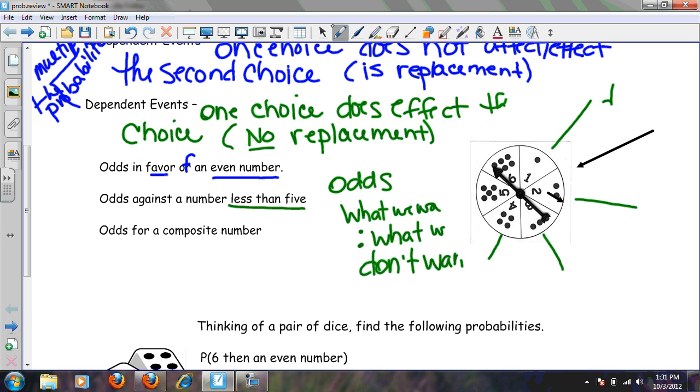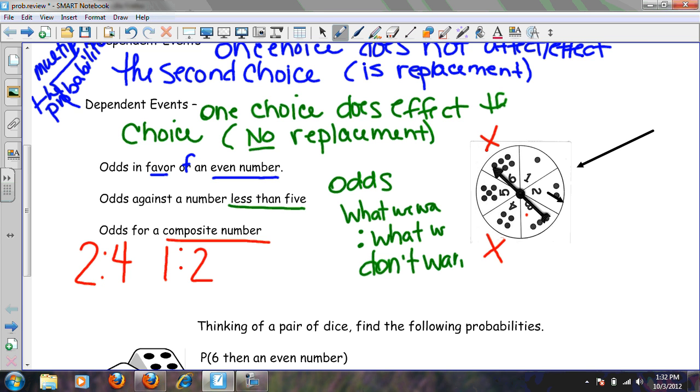Odds for a composite number. What is a composite number? A composite number is a number that has more than 2 factors. In other words, it's not prime. What numbers on my spinner are not prime? 1 is prime, 2 is prime, 3 is prime, 4 is not prime, 5 is prime, 6 is not prime. So 2 are composite, meaning 4 are not. So 2 to 4 can simplify again to 1 to 2.